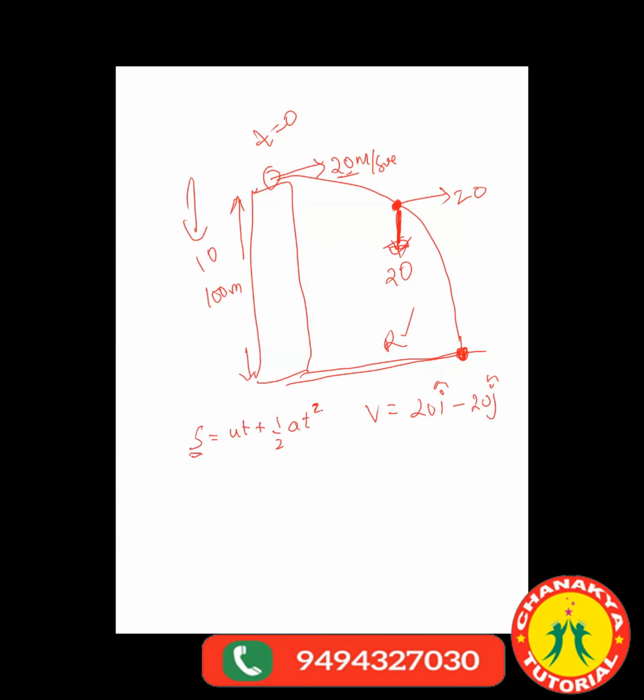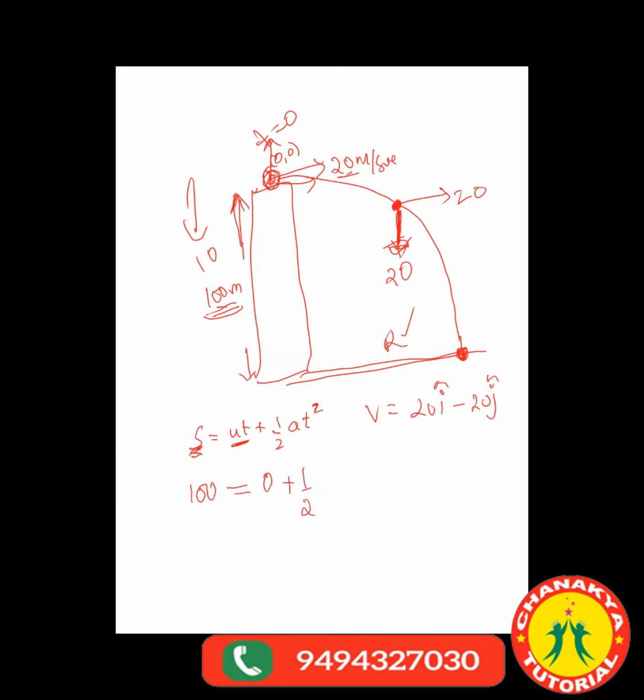So always assume that from wherever you are throwing the ball, that is origin, okay? And this is your plus x, this is plus y. Now, how much is your S? How much is the displacement, guys? 100, right? So I'm just applying this in a vertical direction. 100 is equal to, what is the vertical velocity initially? There was nothing, 0 plus half.